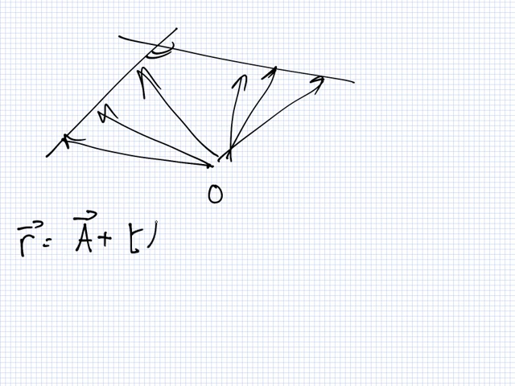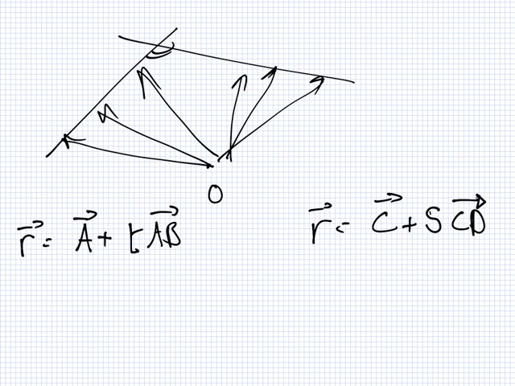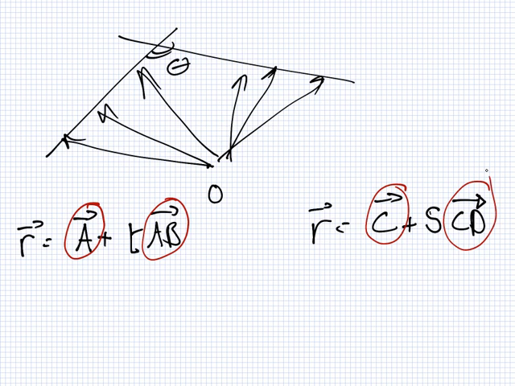Right, A plus tAB. And for the second line, we'll say it's r equals C plus sCD. Alright, fine. Now, you actually have a choice of many vectors here to use. When we want to calculate the angle here, which vector do we use and why? So we use vector A, or maybe we use AB, and maybe we use C, or maybe we use CD. Which ones do we want?